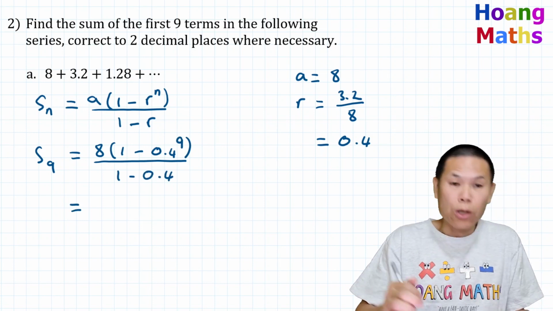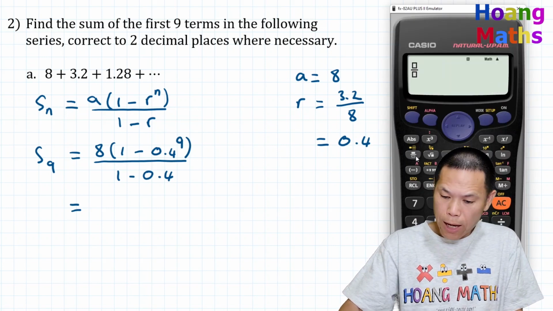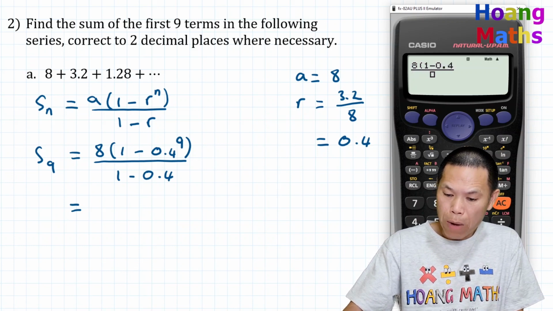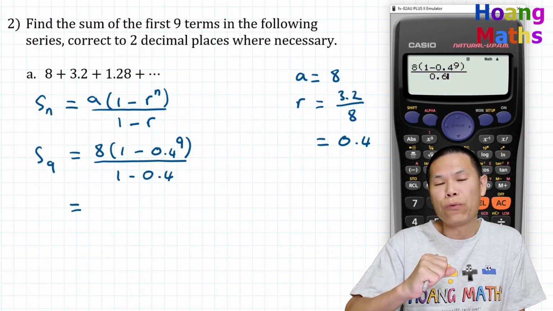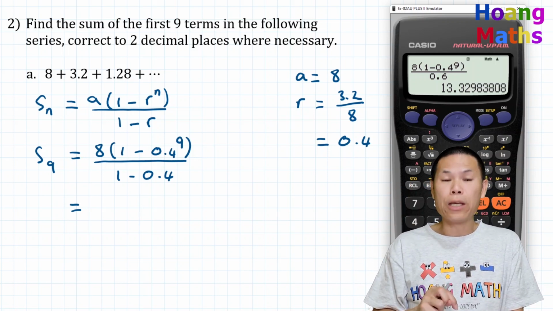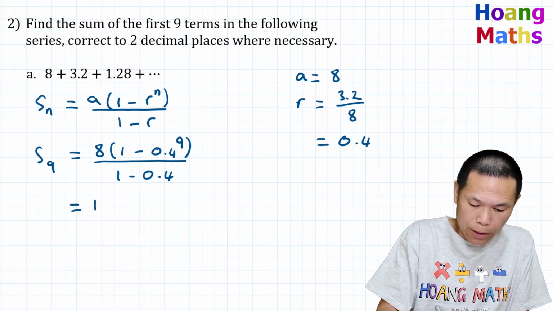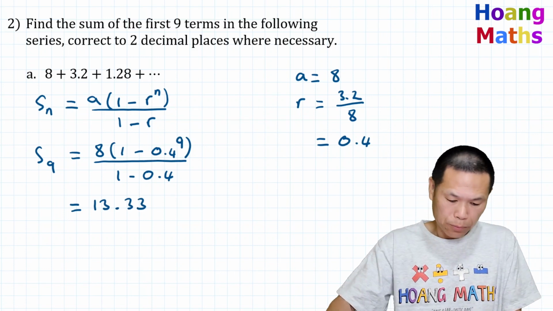So there you go. So now what I do, I just use the calculator to evaluate this. Fractions, 8, brackets, 1 minus 0.4, power of 9, close brackets, and get down there and divide by 0.6, because 1 minus 0.4 is 0.6. Otherwise, you just type 1 minus 0.4, okay? So there you go, 13.33, correct to 2 decimal places. So 13.33. There you go.